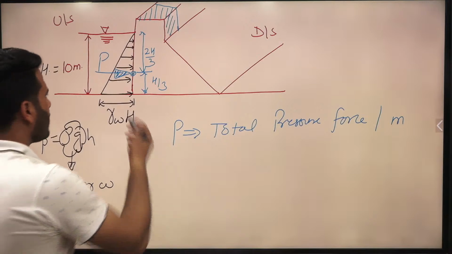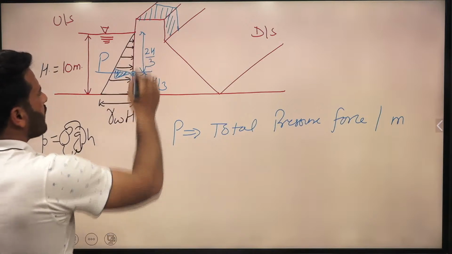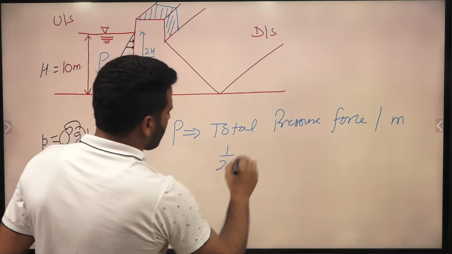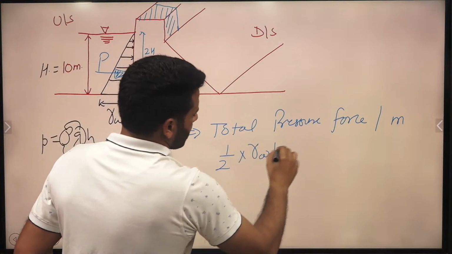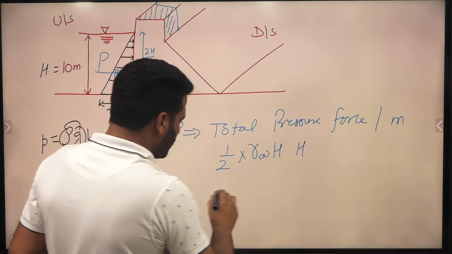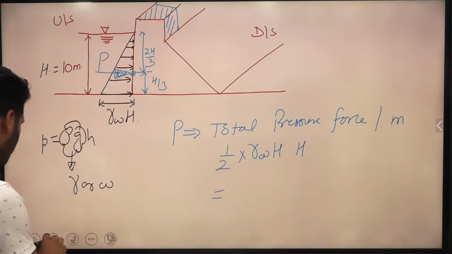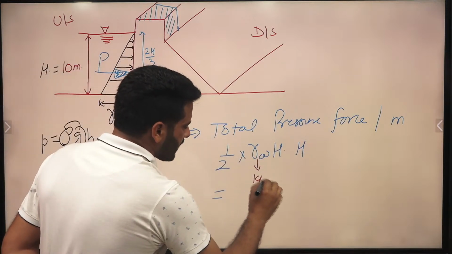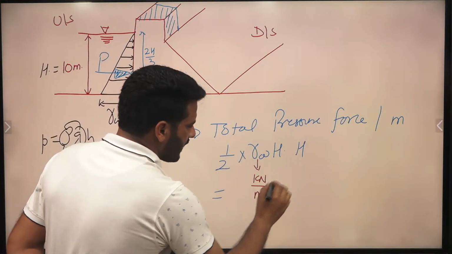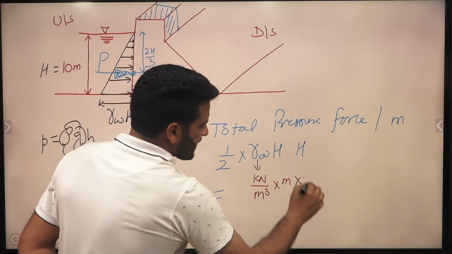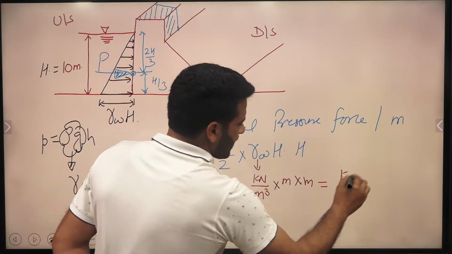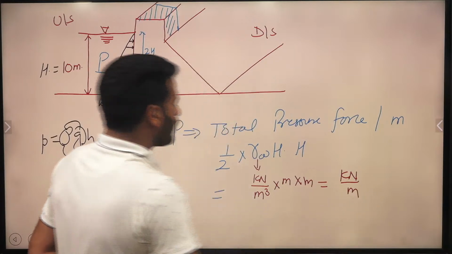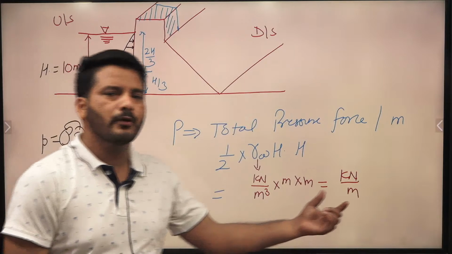Okay. So how can we write this P? Just calculate the area of this pressure diagram. Area is nothing but half of base into height. You can check the units first of all. If you have any doubt, guys, you can check the units. This unit weight has unit kilonewton or Newton per cubic meter, and this H will be in meter. Again, H will be in meter. So we are getting kilonewton per meter. The unit of this total pressure force is kilonewton per meter.